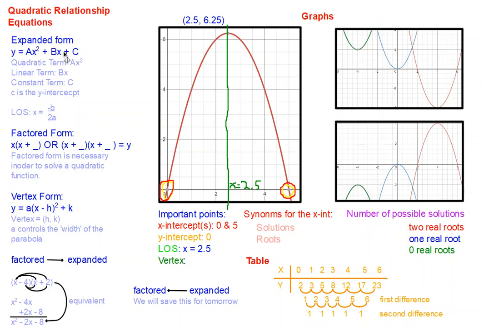This middle term, this bx, is referred to as the linear term. And it's called the linear term because if you were to graph just b times x, you'd get a line, linear.